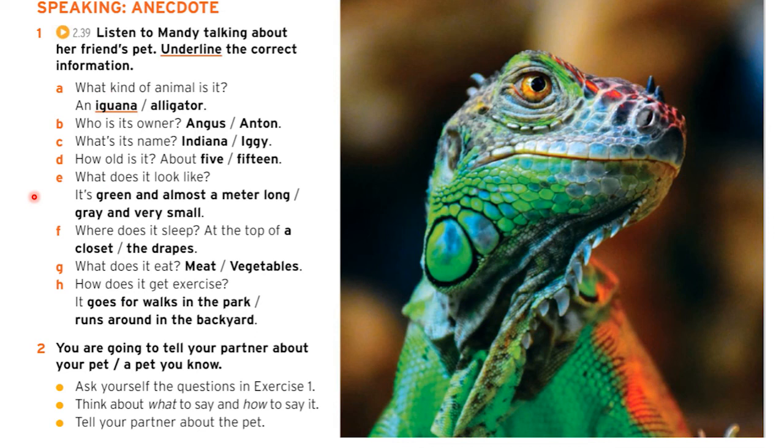Very good. Now, in exercise number 2, you are going to tell your partner about your pet, or if you don't have a pet, one you know. The way you're gonna do this is that first you're gonna ask yourself the questions in exercise 1. You already know, guys, these questions, you're gonna ask them to yourself so that you can think of the answers. And you can think about what to say and how to say it. And when you're ready, you're gonna call your classmates and you're gonna tell them about the pet.